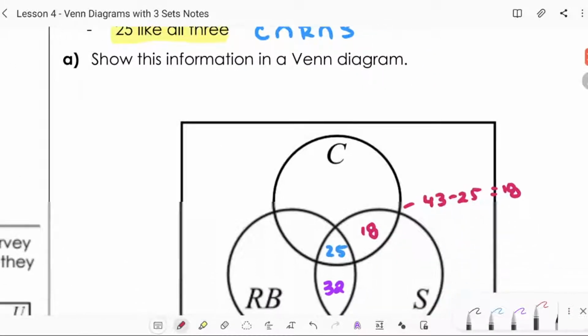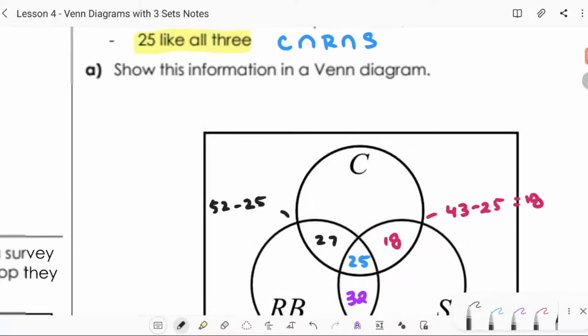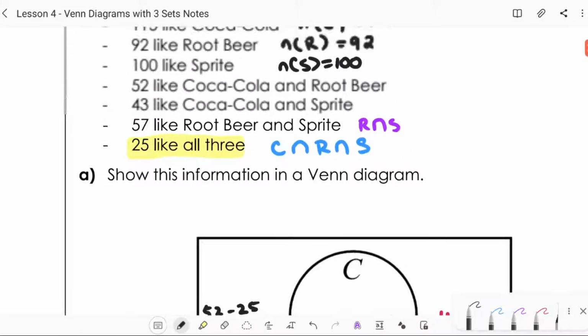52 like Coke and root beer. So again, that would be over here. 52, but subtract the 25 I've already included. 27 like just Coke and root beer. Dark sodas, none of those lemon lime cans of trash.